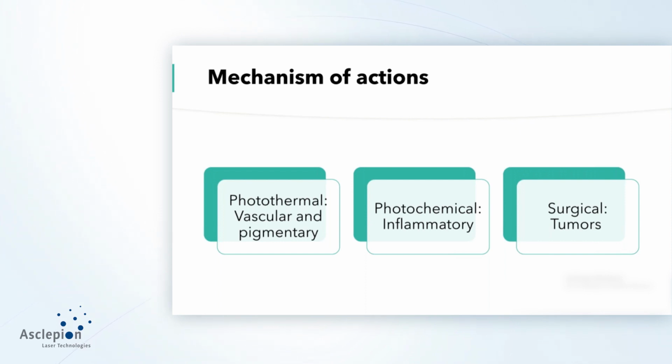Another mechanism of action is the photochemical effect. What is the meaning of photochemical effect? As we know, some lesions like acne contain Propionibacterium acnes. Propionibacterium acnes produces porphyrin, which is absorbed by laser light, resulting in the release of reactive oxygen species. These reactive oxygen species will kill the bacteria. So the photochemical mode of action is important in the treatment of inflammatory disease like acne, onychomycosis, and so on.